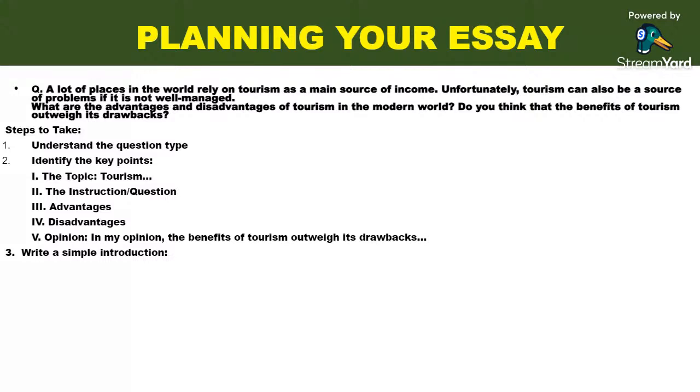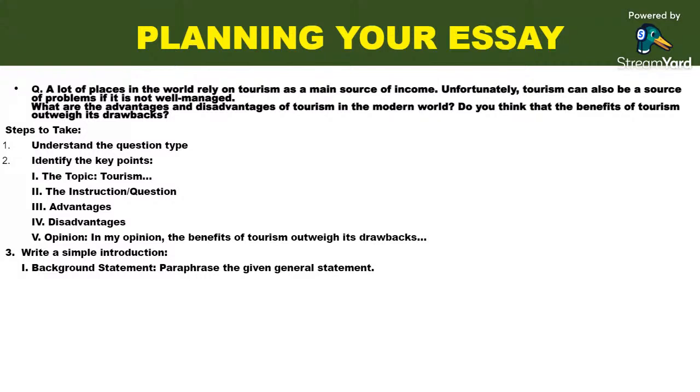Then step number 3, you write a simple introduction, okay? In writing your simple introduction, these are the steps you have to follow. You have to give the background statement, and to do that, you need to paraphrase the given general statement or statements. Of course, you have the general statement there. The first part of the question is usually the general statement. A lot of places in the world rely on tourism as a main source of income. That is the first general statement.